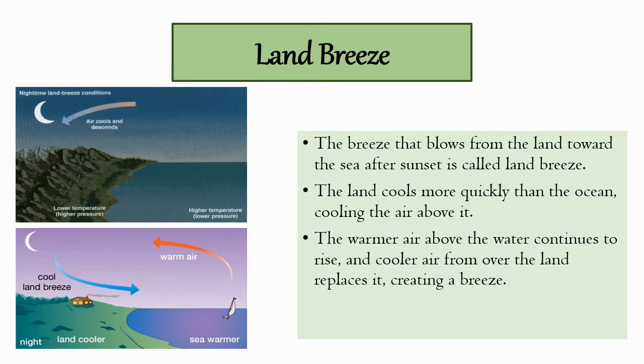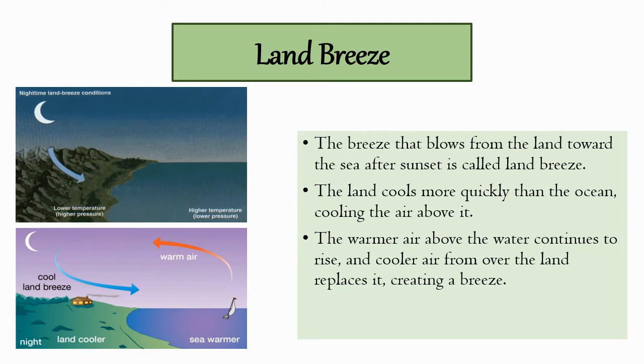At night, the role reverses. The air over the ocean is now warmer than the air over the land. The land loses heat quickly after the sun goes down, and the air above it cools too. The ocean, however, is able to hold on to the heat after the sun sets and not lose it as easily.